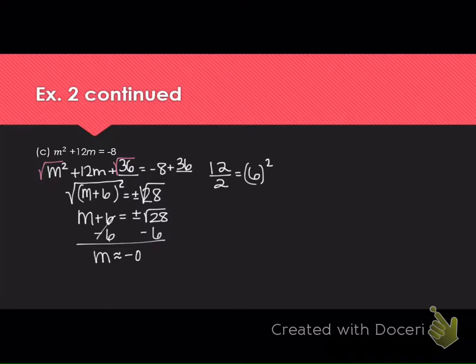Okay, don't forget it's an approximate sign, so it's negative 0.71. And m is approximately, the second time through, the negative square root of 28 minus 6. And somebody different, what do we get for that decimal? Negative 11.29. Awesome job, guys.